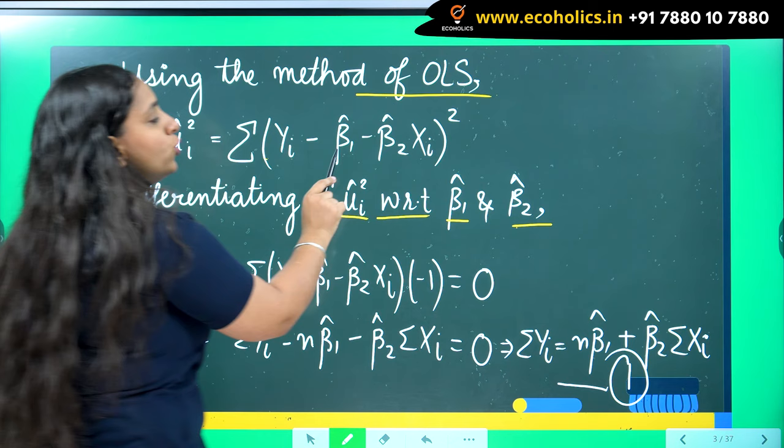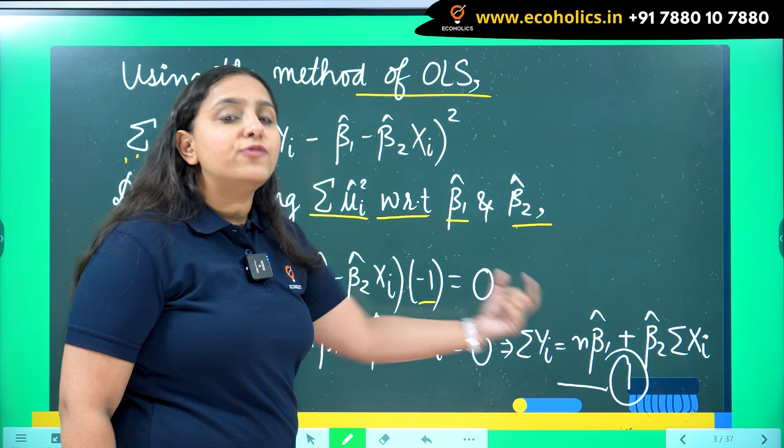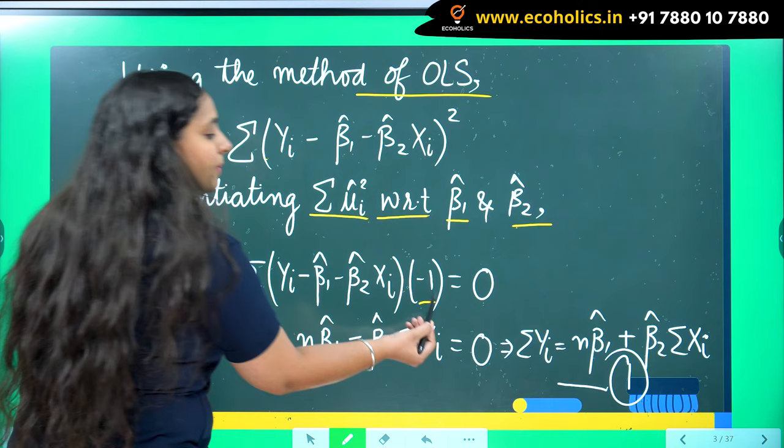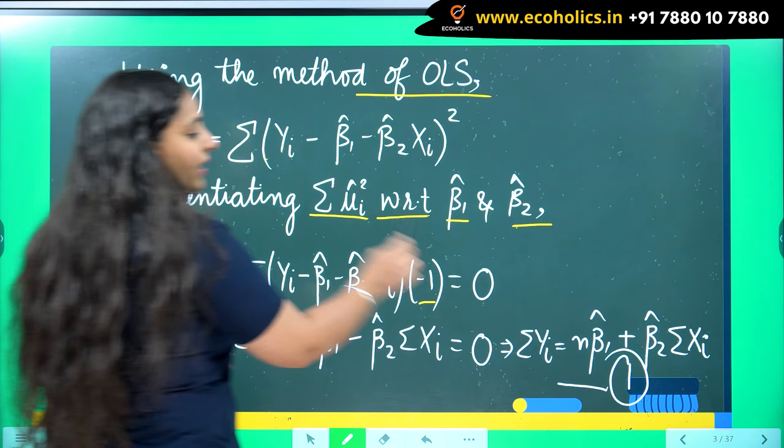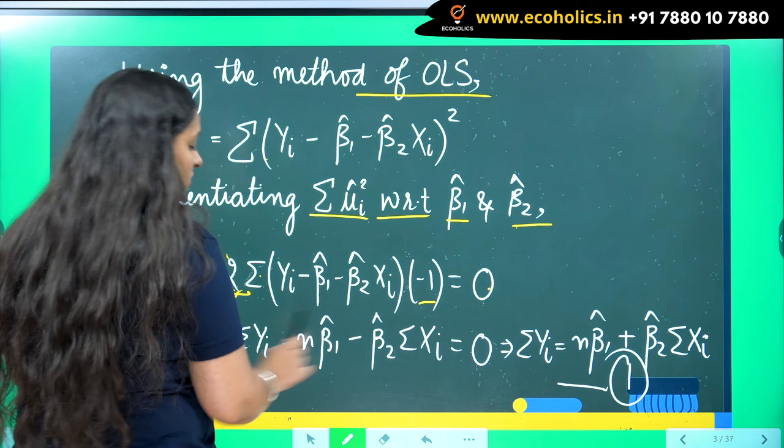Now, the first order condition says to put the first derivative equal to 0. So, I have put it equal to 0. Now solving, minus 1 can come out of the summation. So, 2 into minus 1 will be minus 2. But when minus 2 goes to the other side, it will become 0, because it's in multiplication here. So, I'm just left with summation yi.